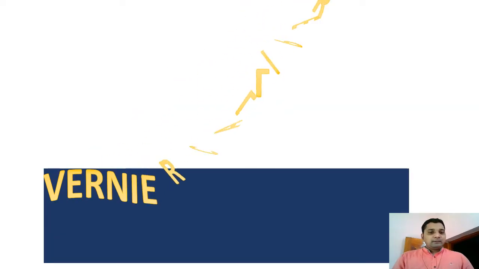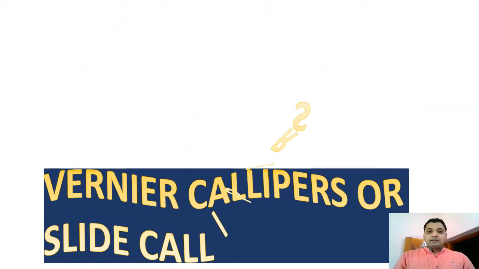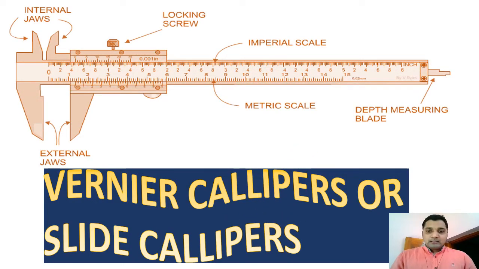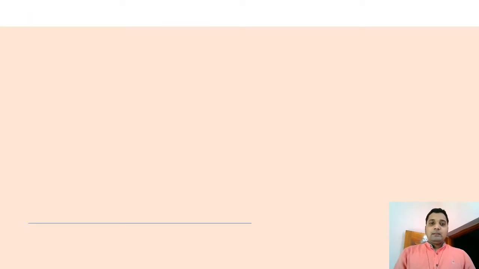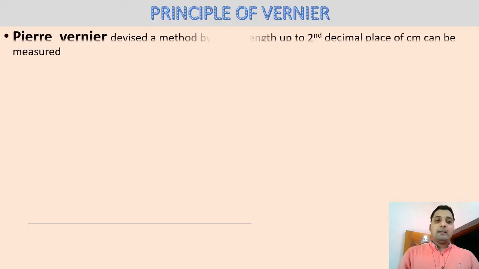So when it comes to the first one here, you can see a Vernier caliper, which is also called a slide caliper. This Vernier caliper or slide caliper has two scales. In detail, we'll discuss this Vernier caliper. It was first given by the mathematician Pierre Vernier.